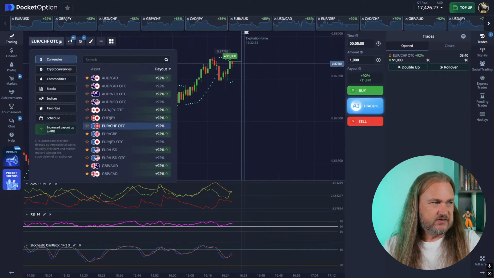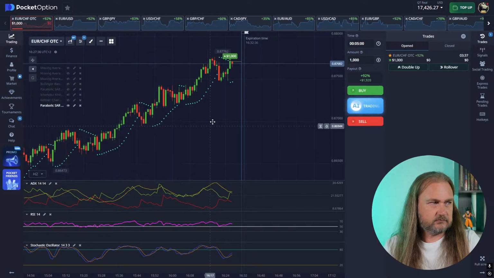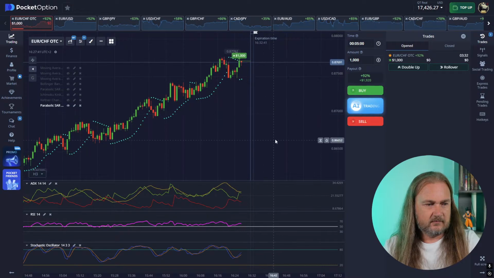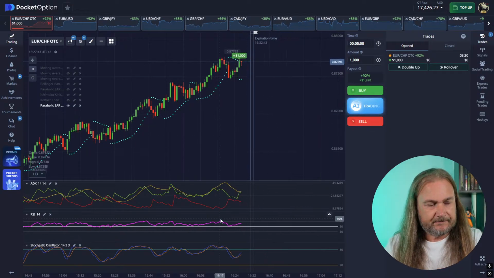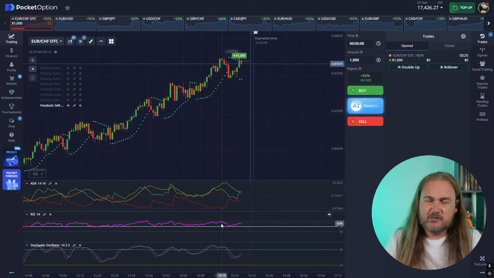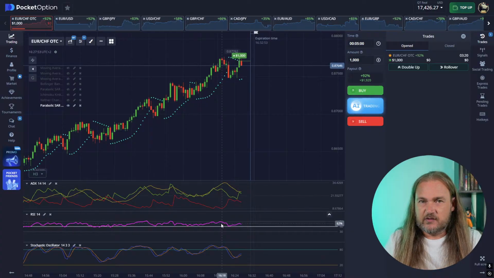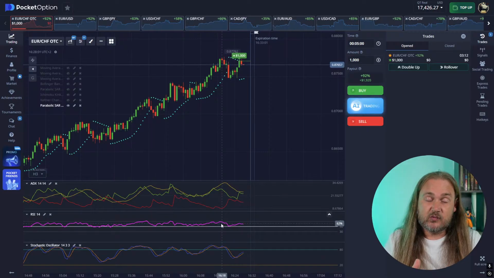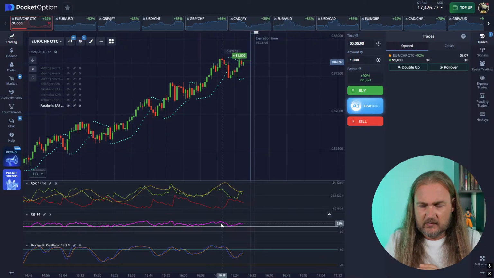So we'll just have to wait for this expiry to run out. But yeah, like I said, when you combine a momentum indicator with a trend indicator, it usually gives you the best of both worlds. It's a very good combination. Any trend indicator with any momentum indicator, as long as you understand what those indicators are showing you, you can use them to find entries. It's a very, very good combination.